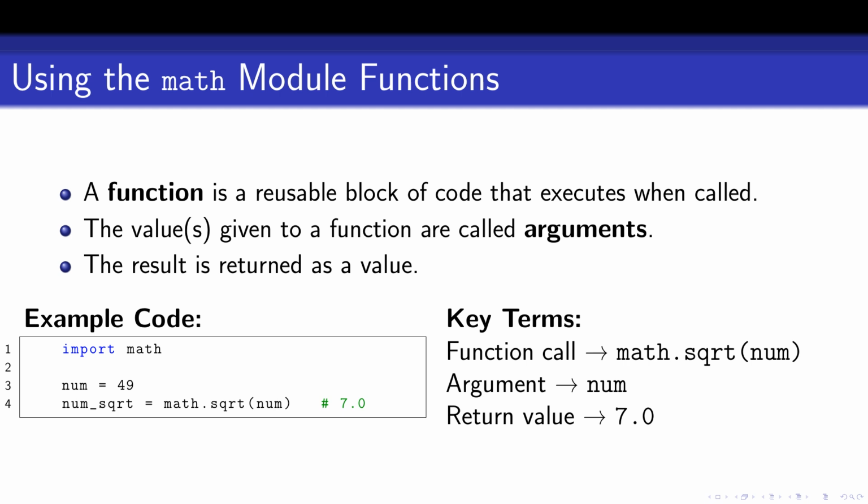Functions are one of the most important tools in Python, and the math module gives us many ready-made ones. A function is simply a reusable block of code that executes when called, often with one or more inputs called arguments. The function then returns a value that your program can use. For example, calling math.sqrt with the number 49 passes 49 as the argument, and the function returns 7.0 as the result. In this case, math.sqrt is the function call, 49 is the argument, and 7.0 is the return value.